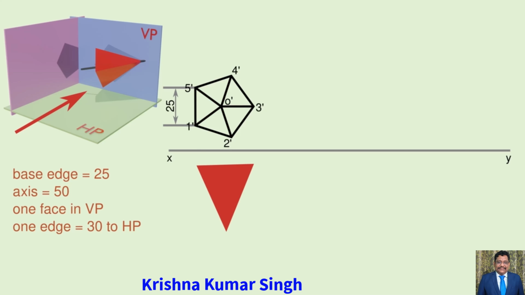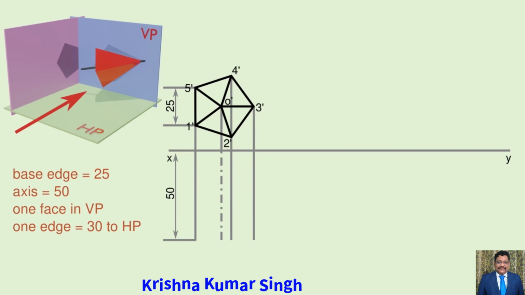Then we will project its top view. The top view of the pentagonal pyramid is triangular in shape. Its top view can be projected by extending the parallel construction lines from the front view. As given in the problem, the length of the axis is 50 mm, so draw an axis of 50 mm length. We will get the vertex O of the top view, and the other vertices 1, 3, 5, 2, 4 can be projected from the front view on XY as shown. Join O1 and O3. We can see the triangular view of the pentagonal pyramid is projected. This is the required top view of step 1.